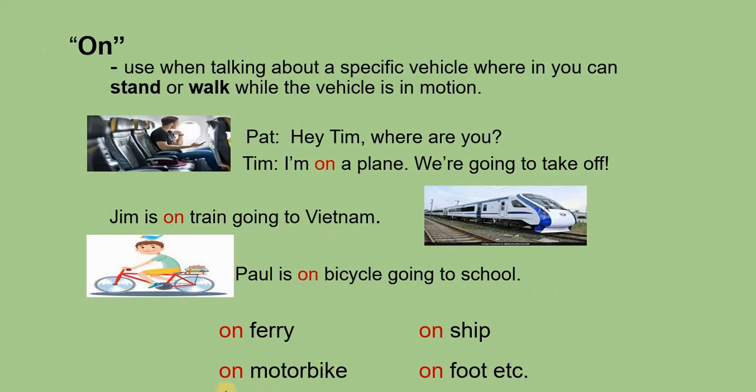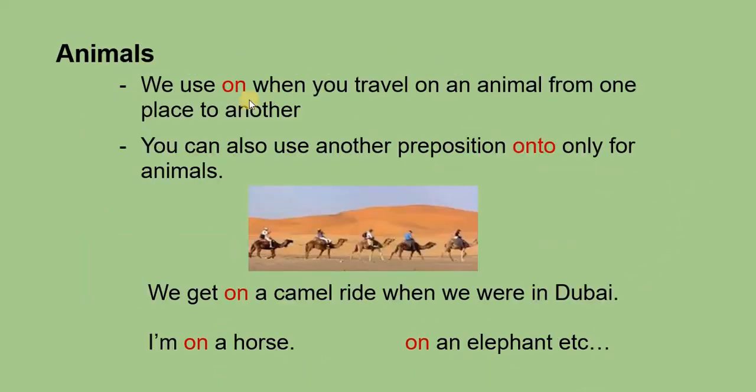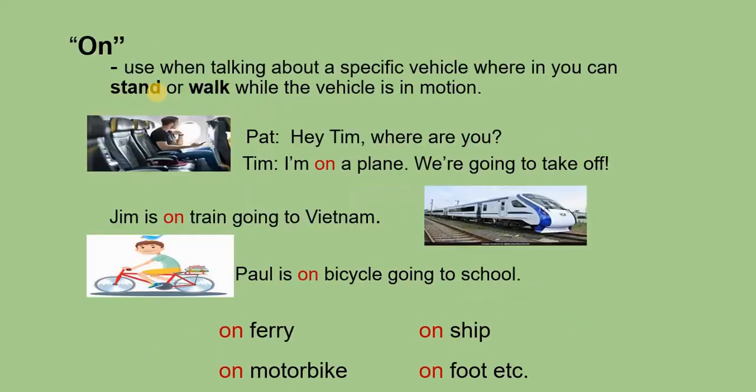Again, so on ferry, on ship, on motorbike, on foot, and others. Okay, next. So again guys, another example, on train going to Bangkok, on bicycle. Well, when you are riding the bicycle, say on bicycle. If you are riding on a bicycle, you are on the bicycle. So bicycle, you have to use on.